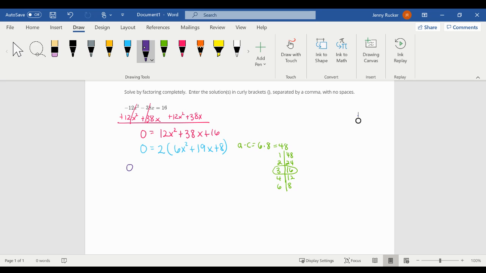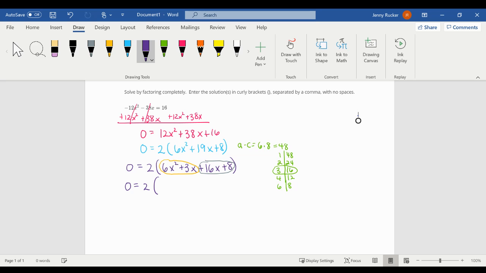So I'll rewrite this as 0 equals 2 times 6x squared plus 3x plus 16x plus 8. So we still need to make groups. So I'll do the group with 6x squared and 3x, and then I can do a group of 16x plus 8.